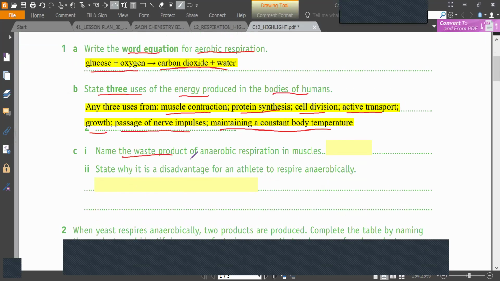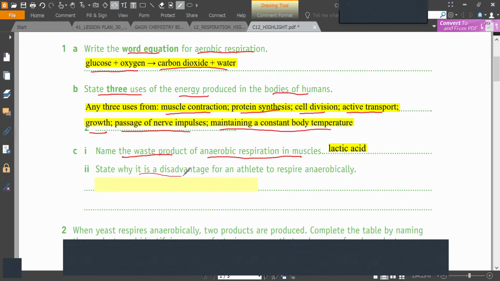Name the waste product of anaerobic respiration in muscles. So what is the product of anaerobic respiration? Lactic acid. Just now we mentioned.